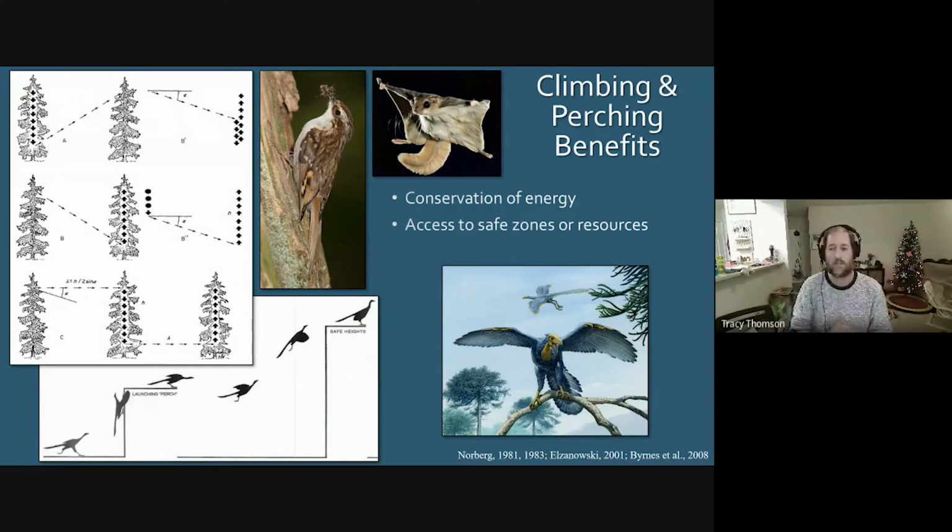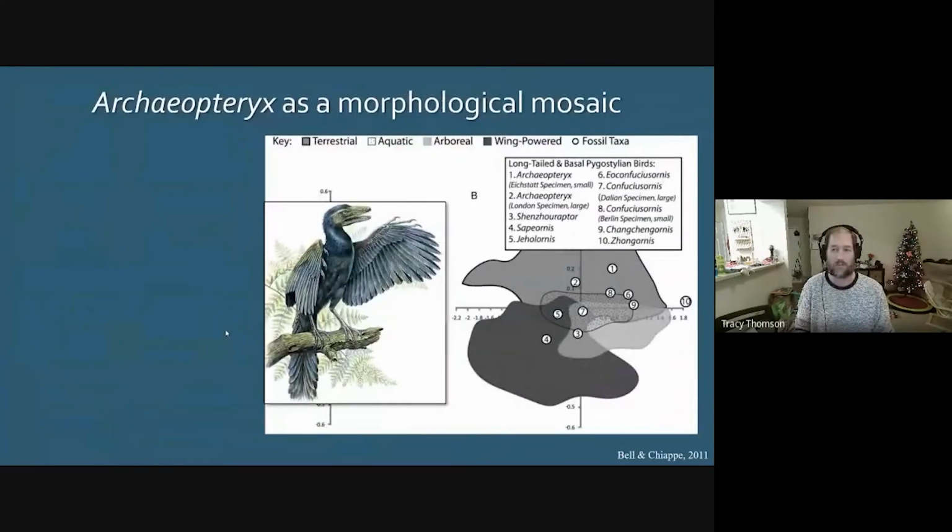Also, if you can climb up and glide from tree to tree, you don't have to run along the ground. If there are predators on the ground that would like to eat you, you can avoid those predators altogether simply by climbing and gliding through the trees. So lots of benefits to this behavior that would induce the evolution of such behavior, climbing and gliding. But what does that mean for Archaeopteryx and its evolution?